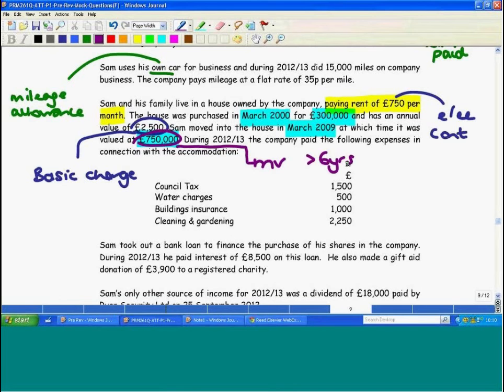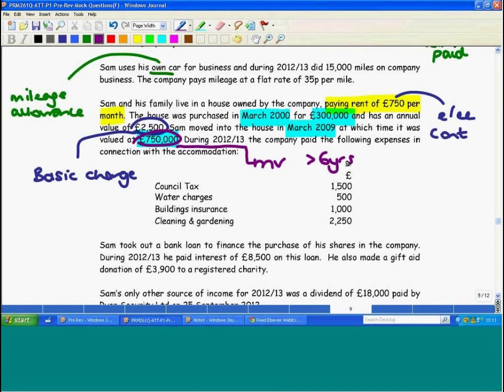Now, one other important point to note here, the additional charge is only applicable if your employer has bought the property. So if they're renting a property on your behalf and it costs more than $75,000, it doesn't matter. So the chances are the employer will have bought the property, because then you have to consider this additional charge.